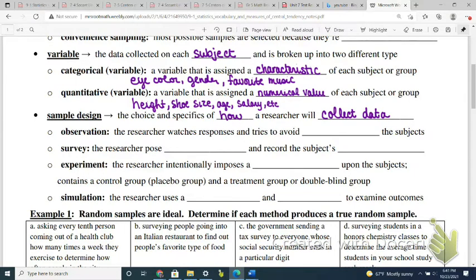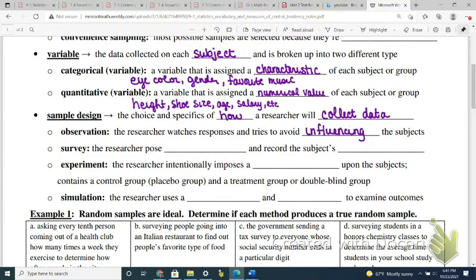Observation is where the researcher watches responses and tries to avoid influencing the subjects. So if you are going to do an observation, you are just going to sit back and watch. I want to see what the hottest toy for Christmas is going to be this year. So I get a bunch of 8 to 10-year-olds and throw a bunch of toys in the middle of the room and say, go play. And all I do is sit back, watch, see what happens, and make notes of what they want to play with.